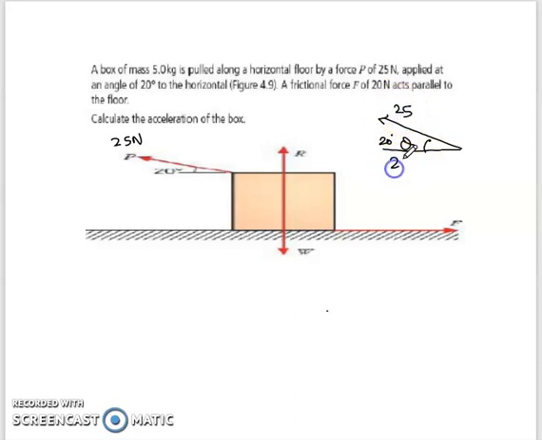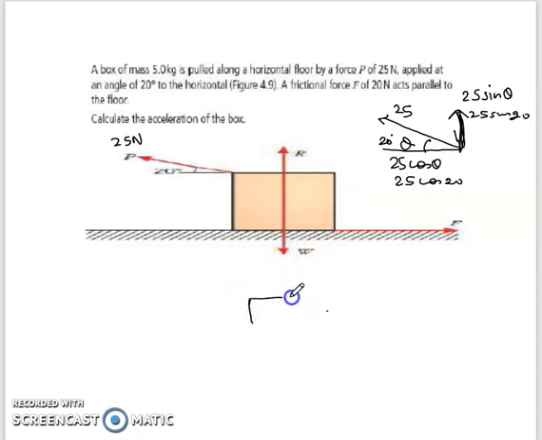So I can write here 25 cos theta as the horizontal component, and this is our vertical component, which I am going to write as 25 sin theta. Theta is 20, so I can write here 25 cos 20 and here 25 sin 20. So this is how we can resolve the force into a horizontal and a vertical component. Now we'll draw the free body diagram of this.